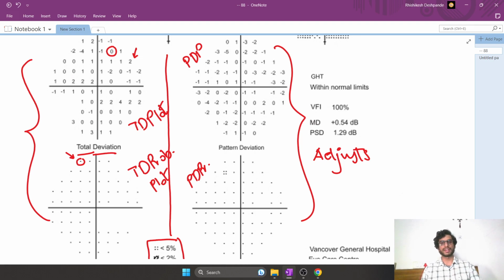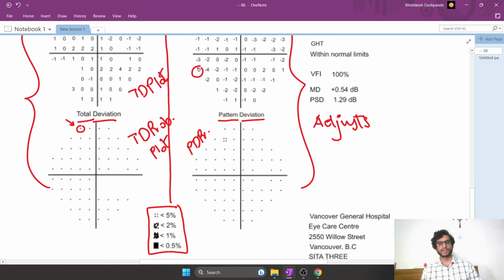It's the machine that decides based on the age of the patient, the refraction that you've entered, and so forth. So the pattern deviation is considered a more reliable indicator when you're expecting a generalized pathology in a patient. These values are a subtraction of the pattern deviation values from the normalized population, and this pattern deviation plot probability map is again similar to the total deviation probability, where the probability of a particular point being abnormal is judged.